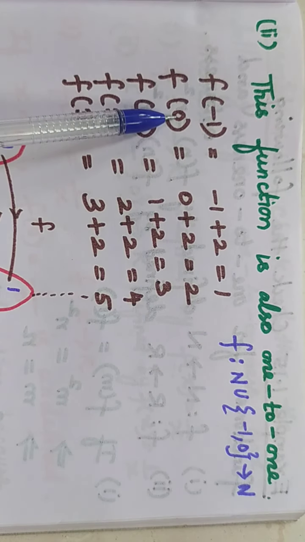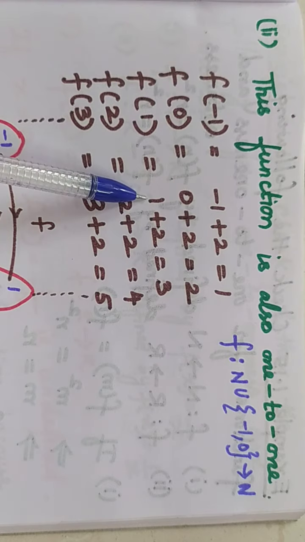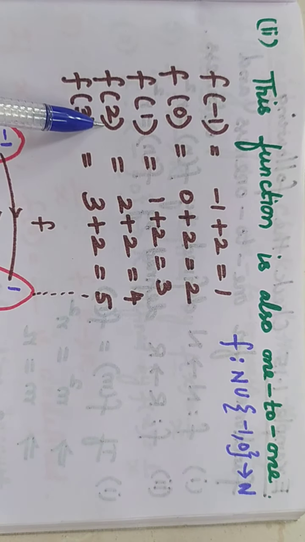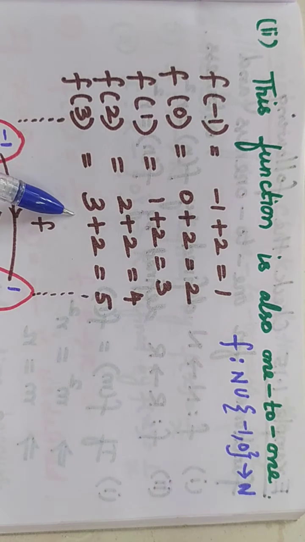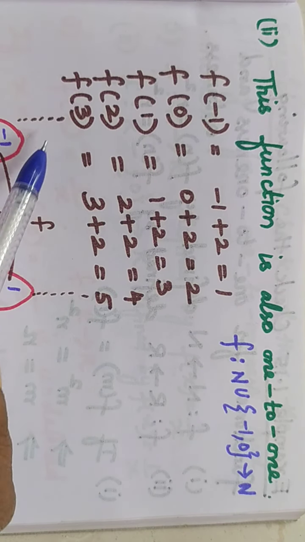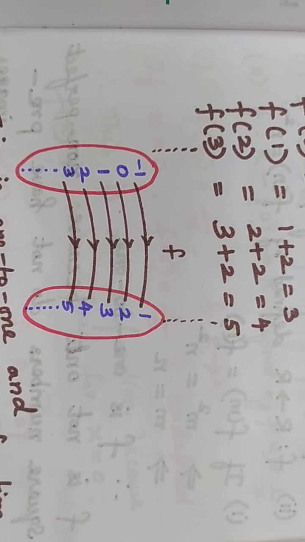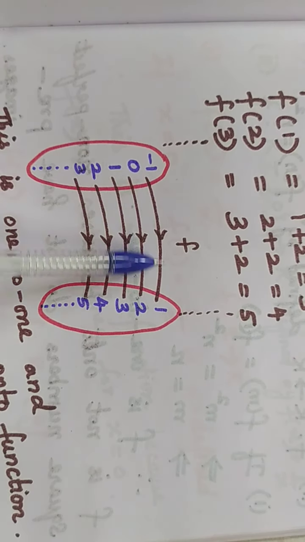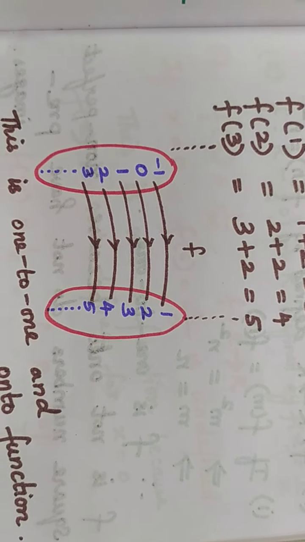Then find f of 0. 0 plus 2 will give you 2. Then f of 1 will give you 1 plus 2 is equal to 3. f of 2 you will get 2 plus 2 equal to 4, and f of 3 is 3 plus 2 is equal to 5, and this will continue. So you'll be getting the relation like this. So -1 is related to 1, 0 is related to 2, 1 is related to 3, 2 is related to 4, and 3 is related to 5.